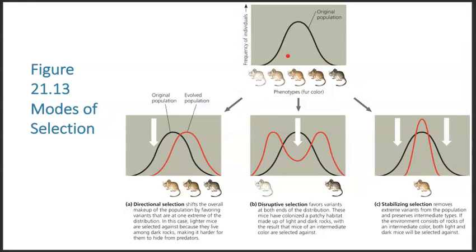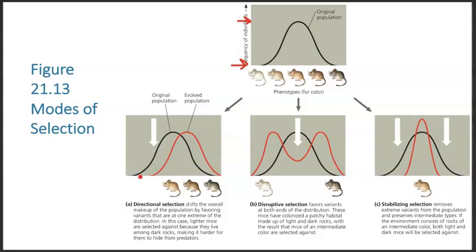So if this is your original population of mice, and if you line them up from lightest to darkest, what this says is that there are not very many light mice. And there's not very many dark mice. Most of the mice fit into this kind of average, and that's why this curve is so high. This is the frequency of individuals. So the frequency of the brown mice is highest. The light mice have low frequency, and the dark mice have a low frequency.